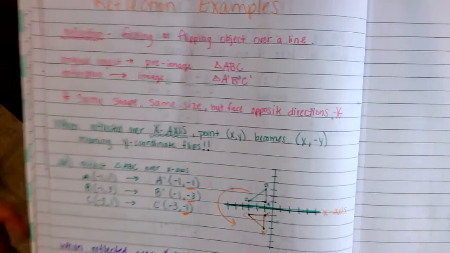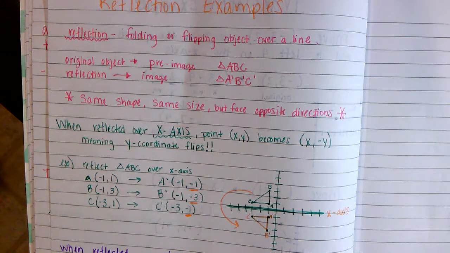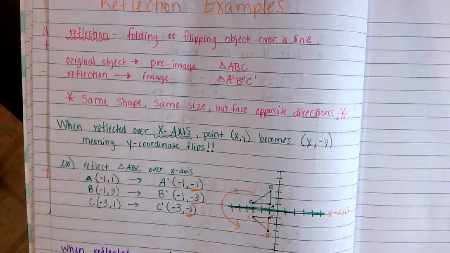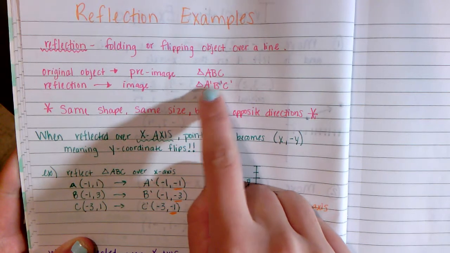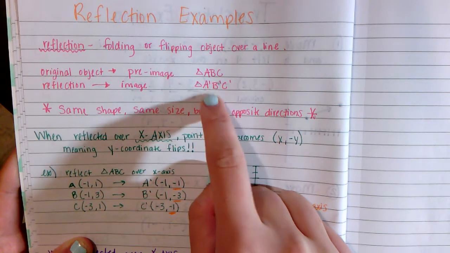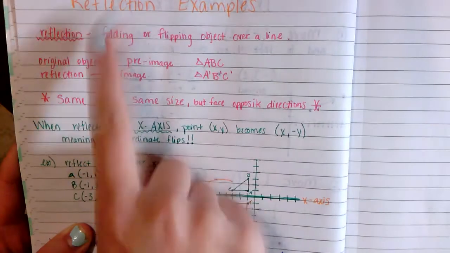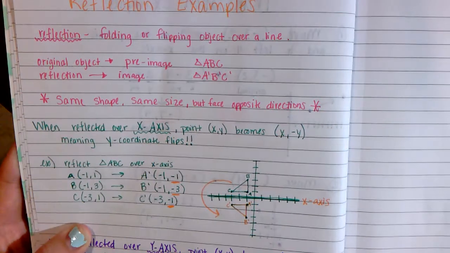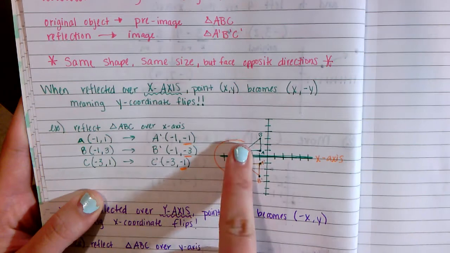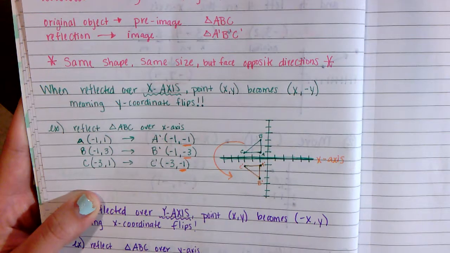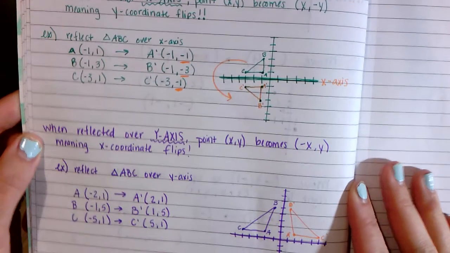It could be, I thought it was cool that you connected the reflections on the graph to a reflection of myself in the mirror. Or I learned that the apostrophe after the letters means prime. This is A prime, B prime, C prime. It could be something from your notes. You learned that a reflection is to fold or flip an object. You learned that reflections are the same shape and the same size, but they're on opposite sides of a line. It could be anything.